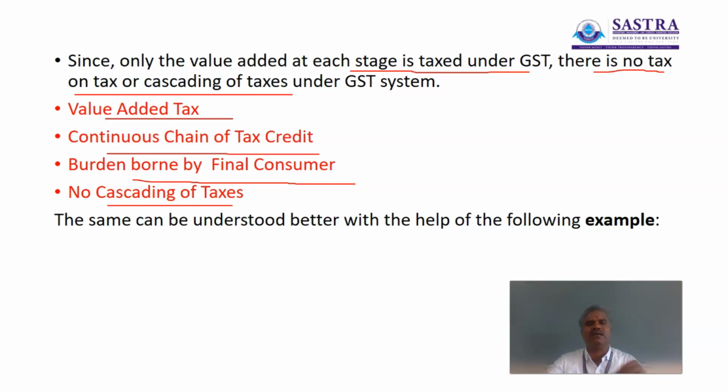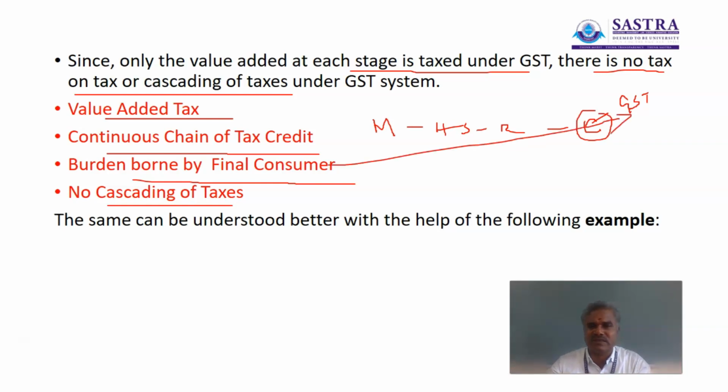The continuous chain of the tax credit: you already know the supply chain starts with the manufacturer, wholesaler, then retailer, then finally the consumer. So this is the final collection point. We have to collect from customers. That's why this is a consumption based tax. Then the burden is on the final consumer. This is the burden, no cascading tax.